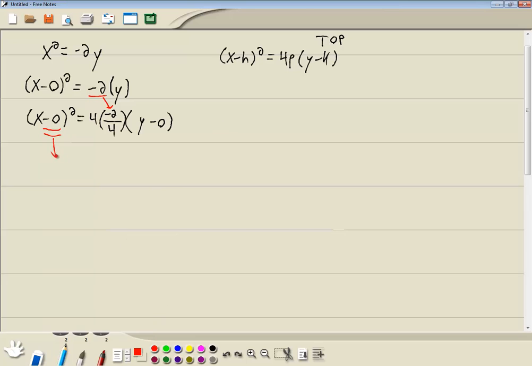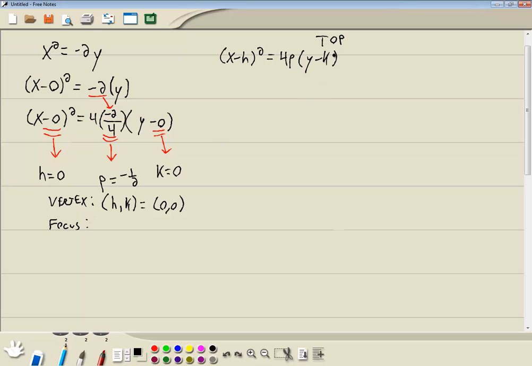Whatever number's with our x is our h, and its opposite sign. So h is 0. Whatever number's inside this parentheses here is our p, and it's negative 2/4 or negative 1/2. And whatever number's with our y is our k, and it's always going to be opposite sign. That 0 doesn't have a sign, so k will be 0. Now, even though it's not asking us for the vertex, we need it for graphing purposes. Our vertex is h, k, which would be 0, 0.